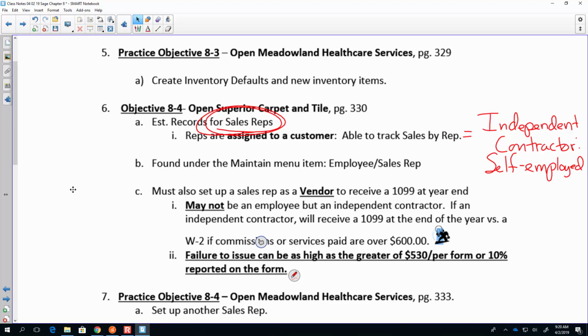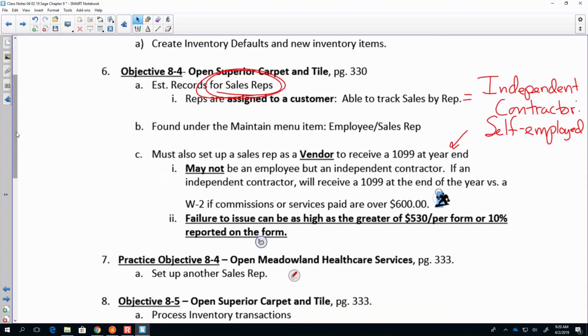So instead of getting a W-2, what do they get? The 1099, right? So do mention that again. A 1099 has to be given to them at the end of the year. And they are given that form if they've exceeded $600. Please know that. If they exceed $600 in payments to them.